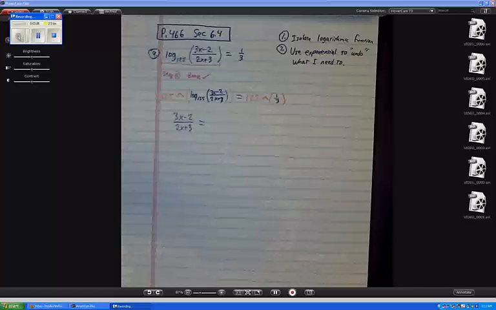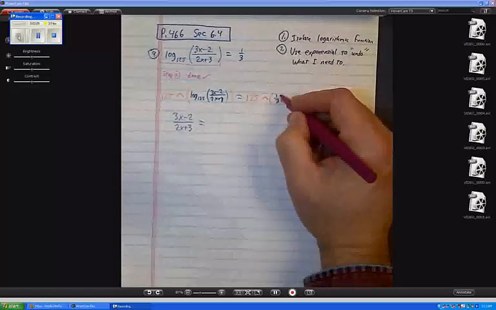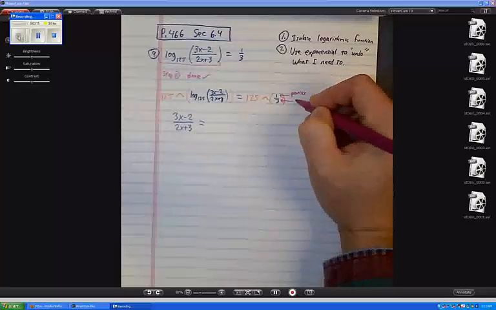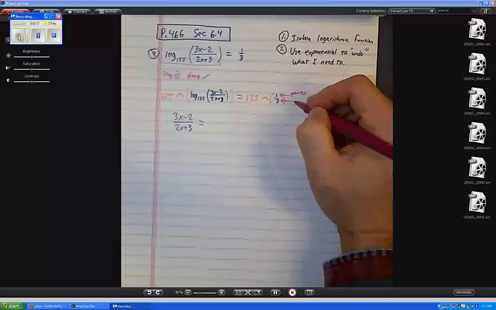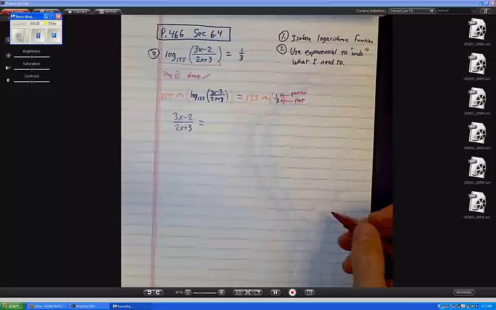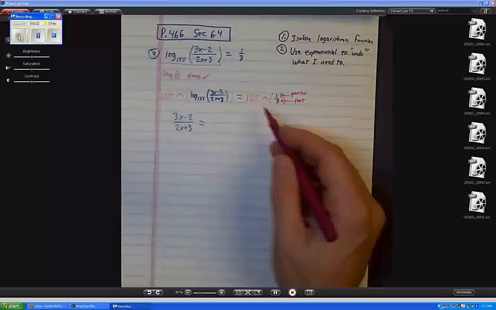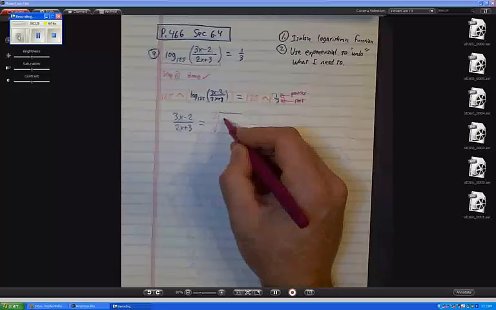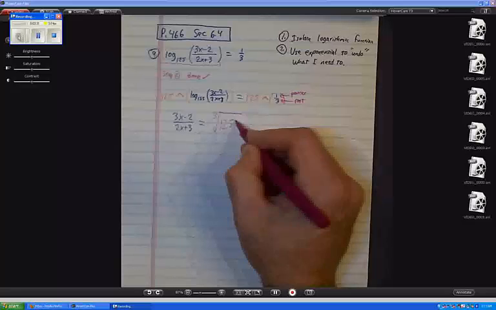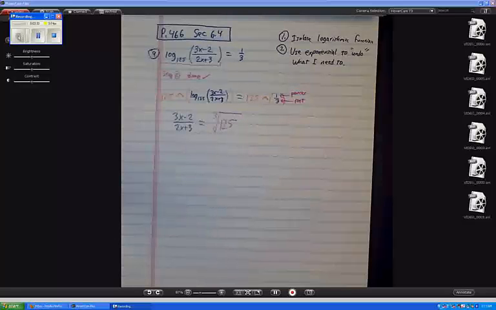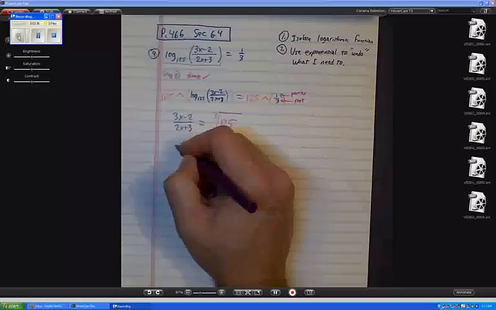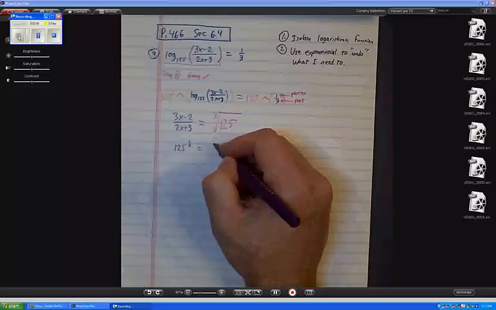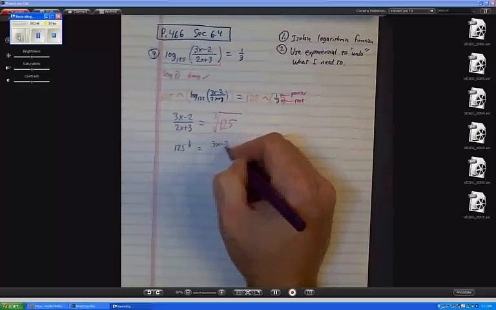5? How come? Yeah, because remember, when we have a fraction exponent, the numerator is the power and the denominator is the root. What's the 3 mean? That's the root, right? And so when we say 125 to the 1/3 power, another way to write that is the cube root of 125, okay? So somehow or another, you have to end up with 125 to the 1/3 power, or the cube root of 125, which is 5, equal to (3x minus 2) over (2x plus 3).